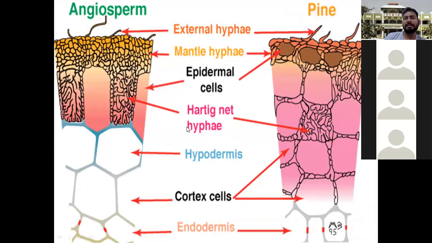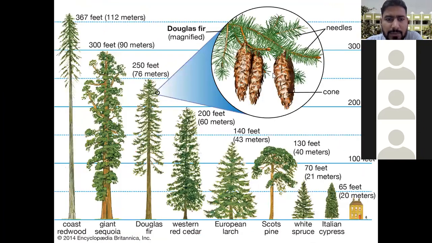Second is the mycorrhizae. Mycorrhizae structure you can see, I told already. The fungal hyphae get associated with the roots of a higher plant, that is Pinus. Sometimes angiosperms are also involved, but it is also found in gymnosperms. So here they have given the example, that is the pine. Pine means Pinus, a gymnosperm.